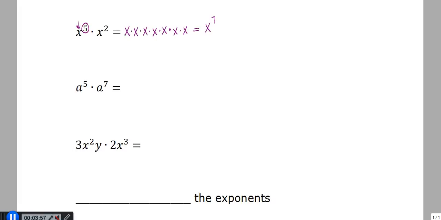Let's try a to the 5th times a to the 7th. We have 5 a's, 1, 2, 3, 4, 5. We're multiplying that to 7 a's, 1, 2, 3, 4, 5, 6, 7. When we simplify this, we keep our base a and we add up how many we have. 1, 2, 3, 4, 5, 6, 7, 8, 9, 10, 11, 12. This cannot be simplified any further since our base is a variable.